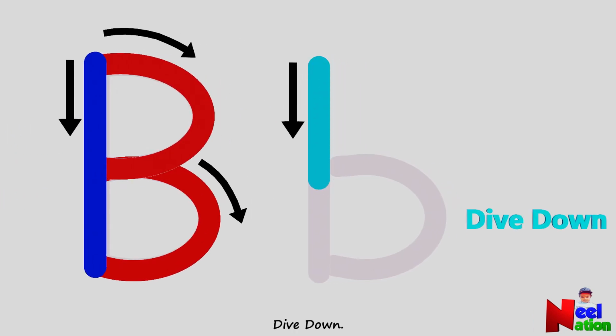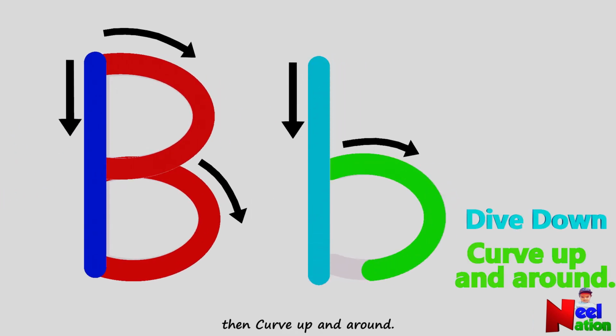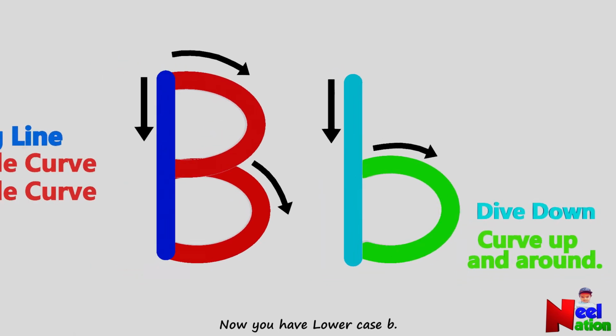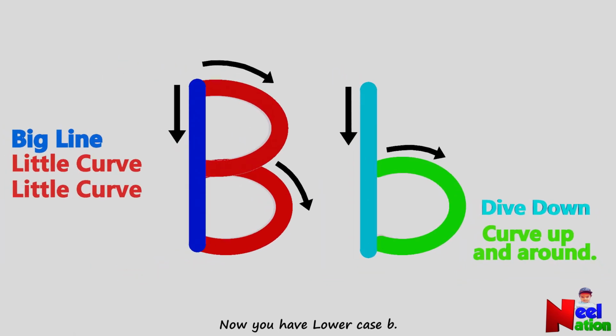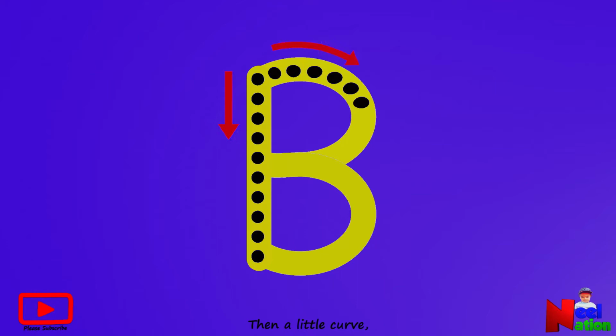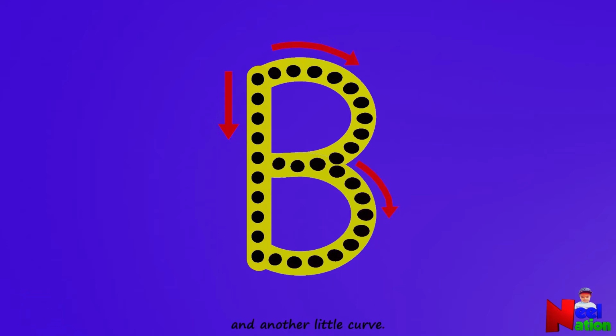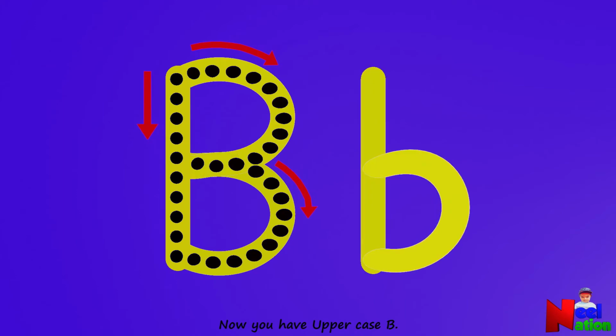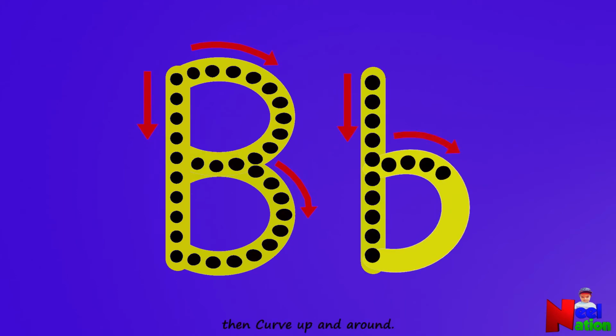Dive down, then curve up and around. Now you have lowercase b. One more time. Okay, draw a big line down, then a little curve and another little curve. Now you have uppercase B. Dive down, then curve up and around. Now you have lowercase b.